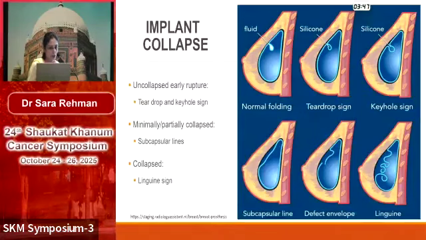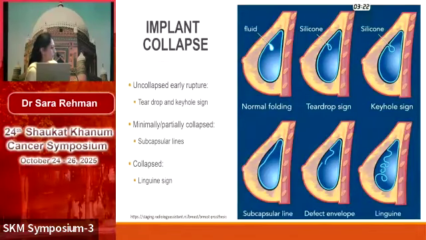In early uncollapsed rupture, the silicone migration occurs through the shell and occupies the vacant spaces adjacent to the capsule. This is the normal, and it is typically along the radial folds. This is the normal radial fold with fluid signal on the outer side. When silicone occupies this space, it gives rise to the teardrop sign when the two membranes are in contact, or the keyhole sign when they stay apart. These are the signs of early uncollapsed rupture.